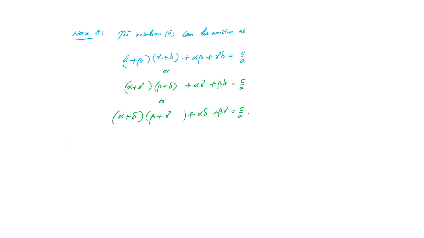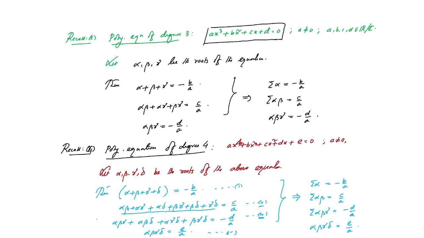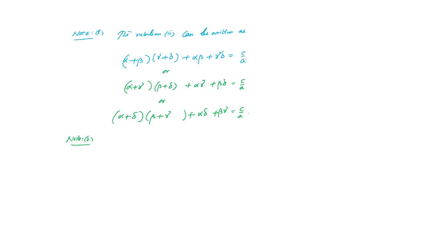Okay, so now we come to the next point. This is note 2. Here also equation 3 can be written in some popular way for taking advantage in calculation. So the relation 3 can be written as alpha beta into alpha beta, and that is gamma delta.